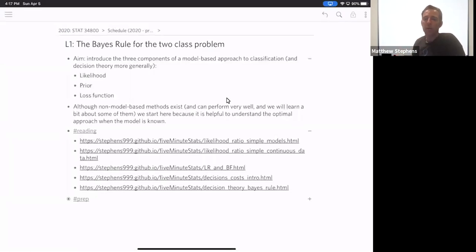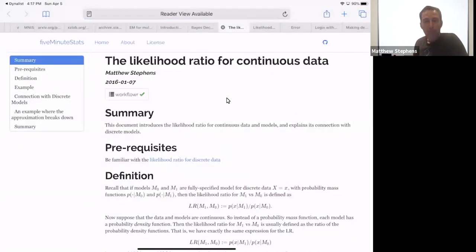Okay, so now we're going to look at a second example of computing likelihoods, and this time we're going to look at a situation where data is continuous rather than discrete. So that's the second link here, likelihood ratio simple continuous data. I click on that. Okay, I hope you can see that.